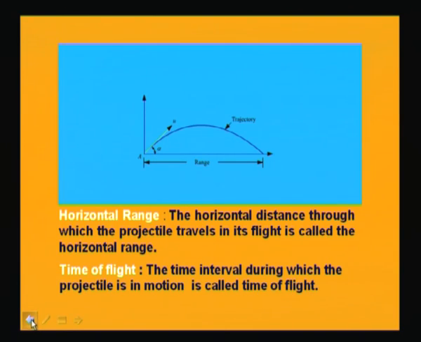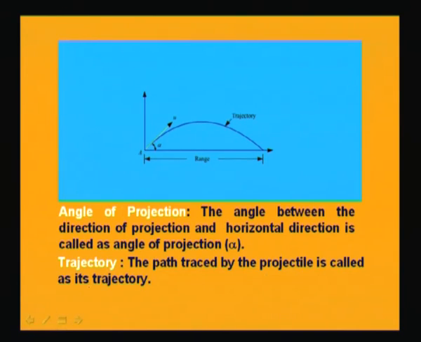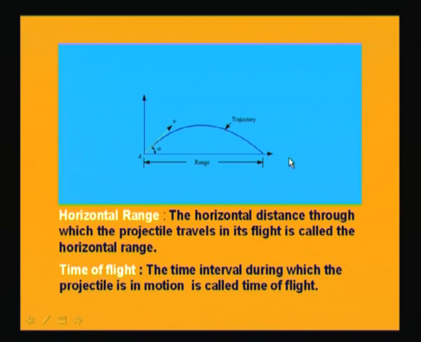Here the range of the particle is also shown. Range is the horizontal distance it travels. The angle between the direction of projection and the horizontal direction is called the angle of projection, alpha. Now the trajectory is the path traced by the projectile. Here it is the trajectory, and generally it has a parabolic shape.